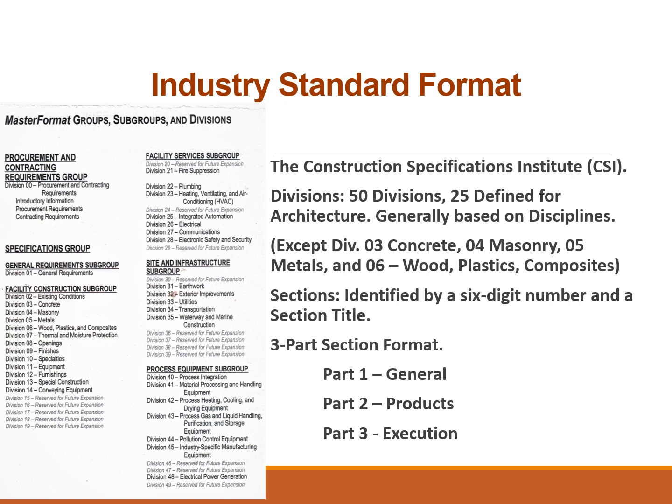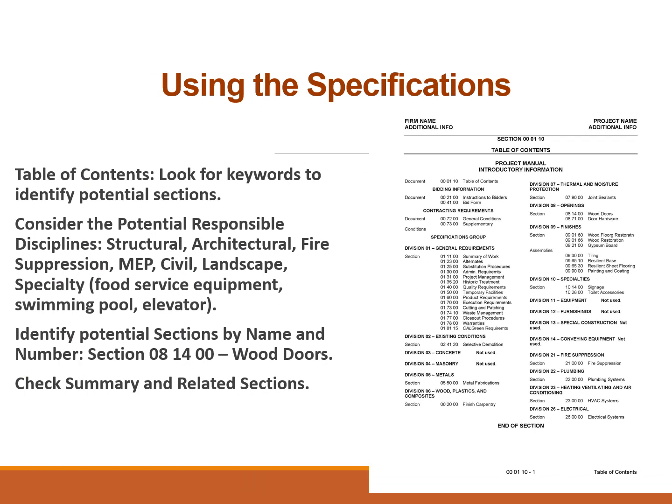Now, the 6-digit numbers are not here yet. Let's get to the next one. Here's where you begin to see the actual specifications. You'll notice on the right, you'll see the table of contents, and you'll see the document 000110 table of contents. That's the 6-digit number. That's part of the MasterFormat.